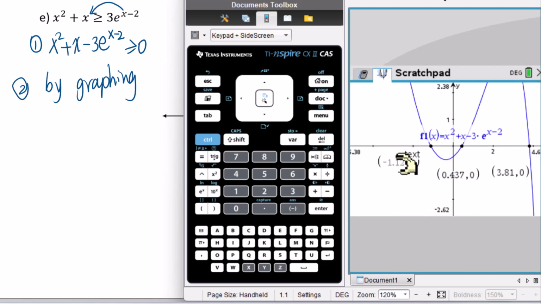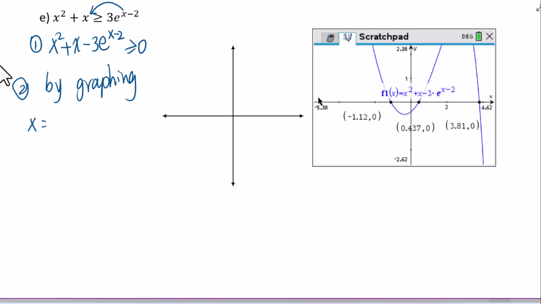We got three solutions. X equals -1.12, 0.437, 3.81. Let's label -1.12, 0.437, 3.81.